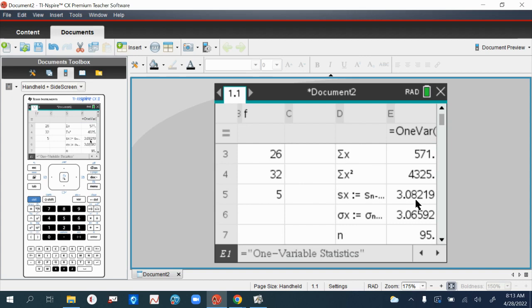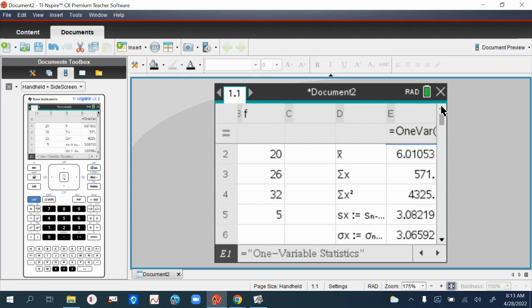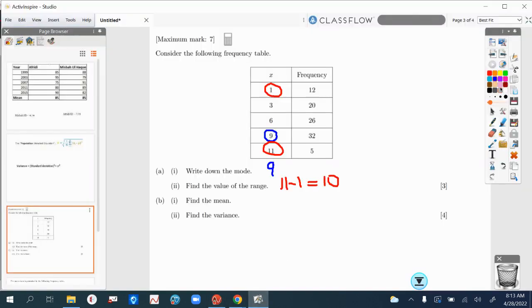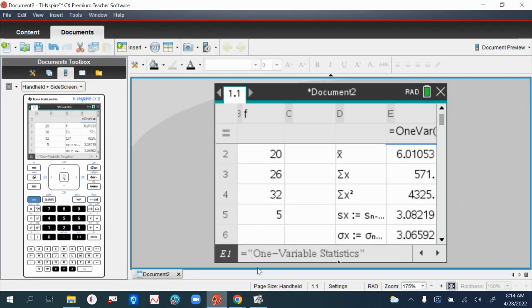Now you'll see there are two standard deviations here, so there are two different symbols. The one for your course is this one, sigma. All sorts of data that you've been given here. You've got the mean, which is 6.01, which I do believe you want. So let's write that in. So the mean is 6.01 from your GDC, and the variance. The variance you get by looking at your standard deviation, which is here.